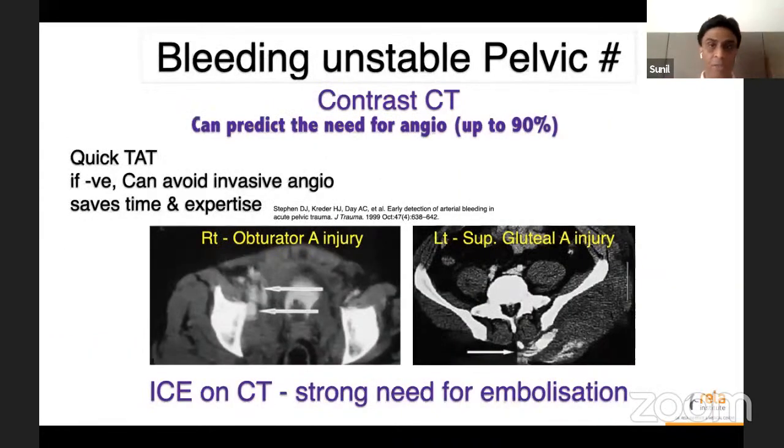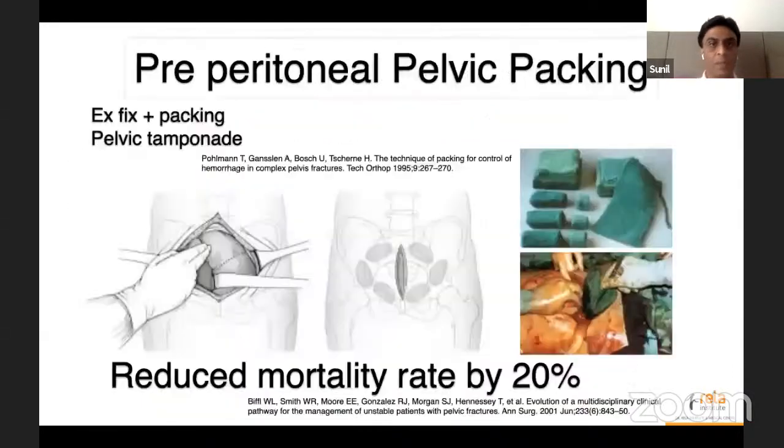So if your institution still follows angioembolization as a primary modality for achieving bleeding control, contrast CT might have a role in order to eliminate the unnecessary need for an invasive angiogram. Because if you have a contrast extravasation on CT scan in the arterial phase, then it suggests a strong need for embolization. And it's got a quick turnaround time. And if negative, you can avoid an invasive angio. So it saves time and a lot of expertise. So contrast CT does have a role if you are having angioembolization as your primary treatment protocol.